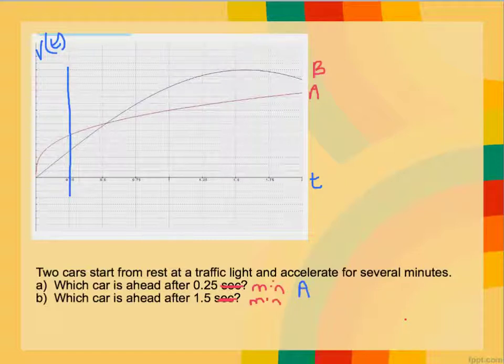Now if I look out at 1.5 minutes, we would be here. And keeping in mind again that my integral from 0 out to 1.5 would include my area, it's obvious that in this case, car B has a bigger area under its curve, so it would have traveled the farthest. So at the end of 1.5 minutes, car B would be ahead.